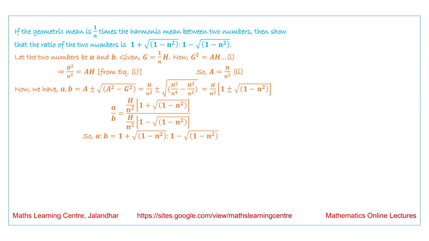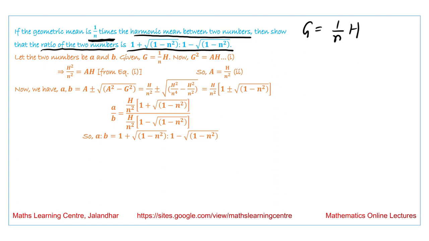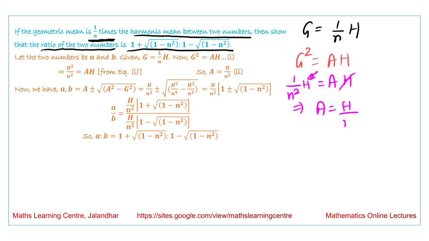Now next is, if the geometric mean is 1 by n times the harmonic mean between two numbers. So it is given that g is equal to 1 by n times h. Then show that the ratio of the two numbers is this. Now again we have g square is equal to a into h. So if we substitute this value over here, we obtain 1 by n square into h square is equal to a into h. This h gets cancelled. So this implies that the value of a we have is h over n square. This is the value of a that we have.